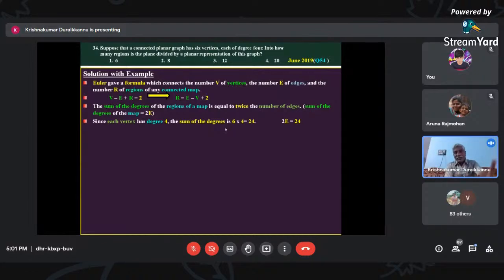That's all. Both are handshaking. Okay, 6 into 4 into 2, 4, 24. So that is equal to 2e, which is equal to 2e equal to 24. So E equal to 12.